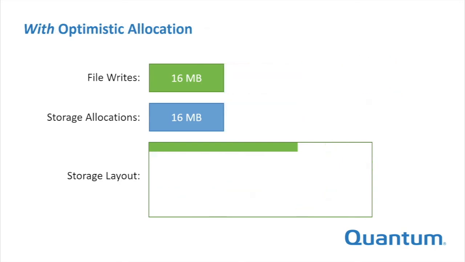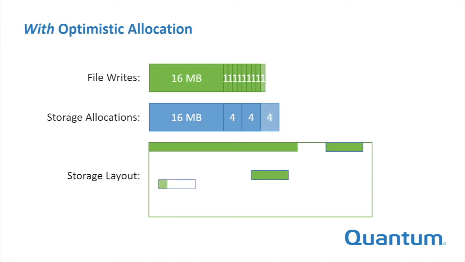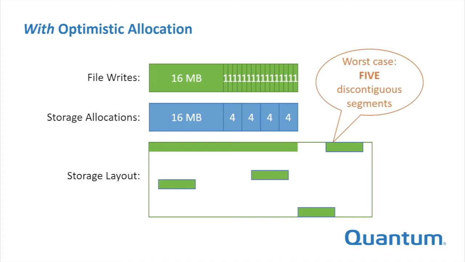With optimistic allocation, space is allocated in 4 megabyte chunks, even though the application is writing 1 megabyte at a time. The result is that the maximum number of discontiguous segments for this file is reduced to just 5, which will improve performance when the file is read.